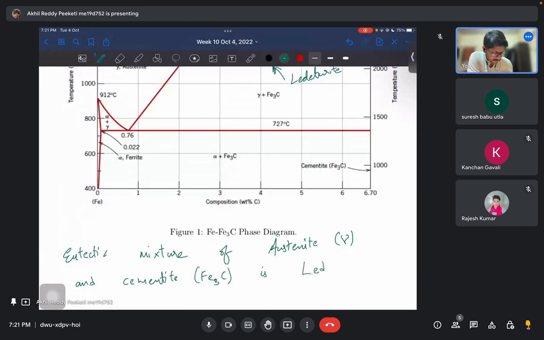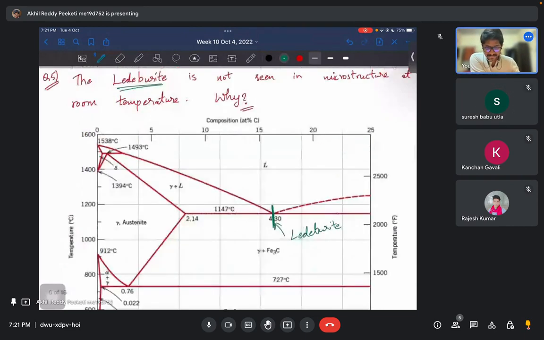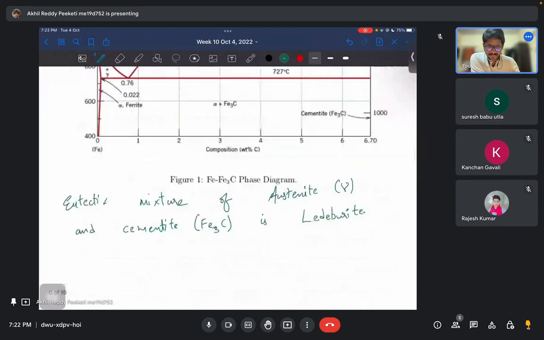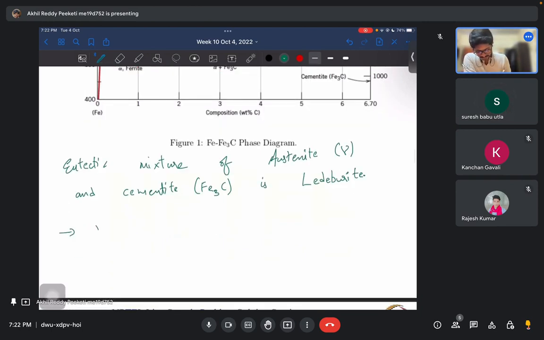Yes, now this doesn't exist at room temperature. Why? Why don't we see microstructure of ledeburite at room temperature? Yes, we won't have any gamma, everything will be converted to alpha and Fe3C. So that is why you won't see ledeburite's microstructure at room temperature.